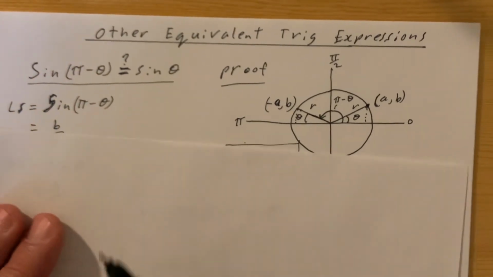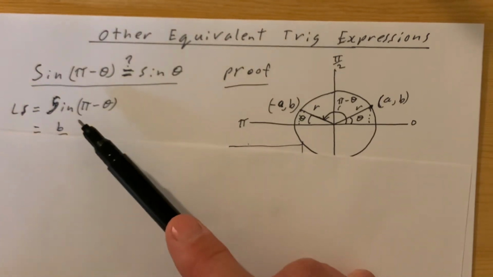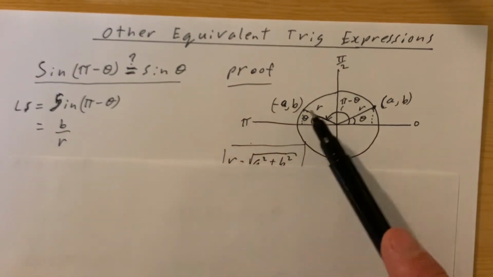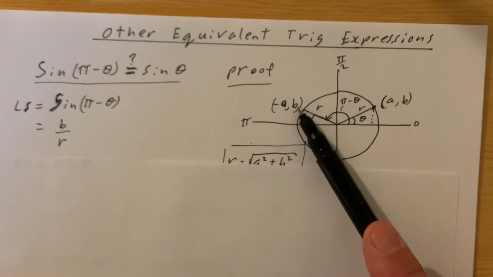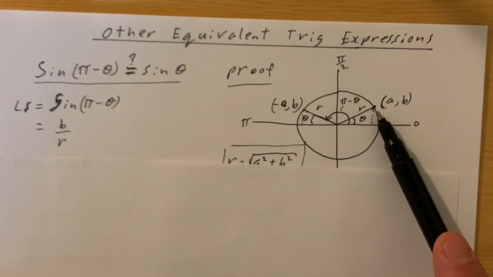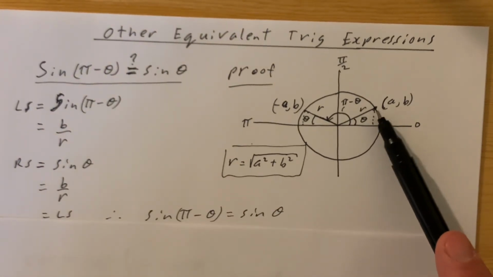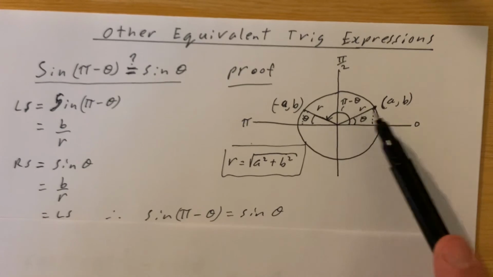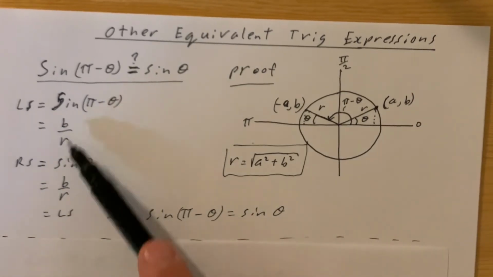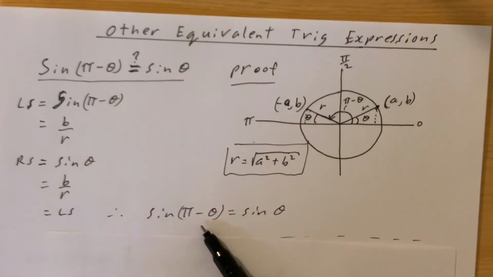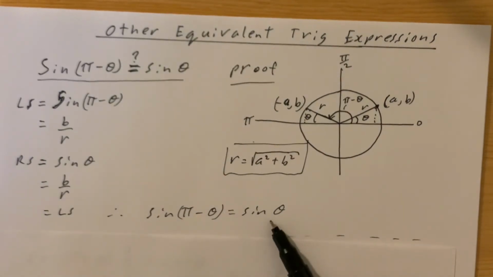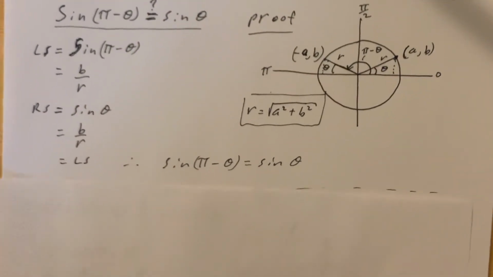Okay, so the left side, sine of pi minus theta, is going to be b over r. Sine, remember, is y over r. The y here is b, so b over r. The right side, sine theta, is just b over r, y over r, right? And that equals the left side, so they're both the same. Therefore, sine of pi minus theta equals sine of theta, and they're an equivalent expression.